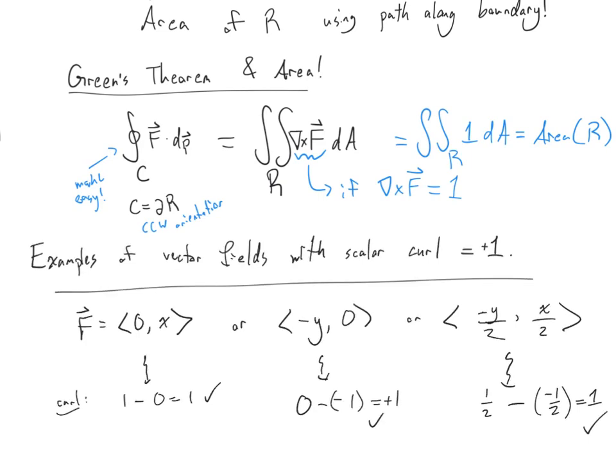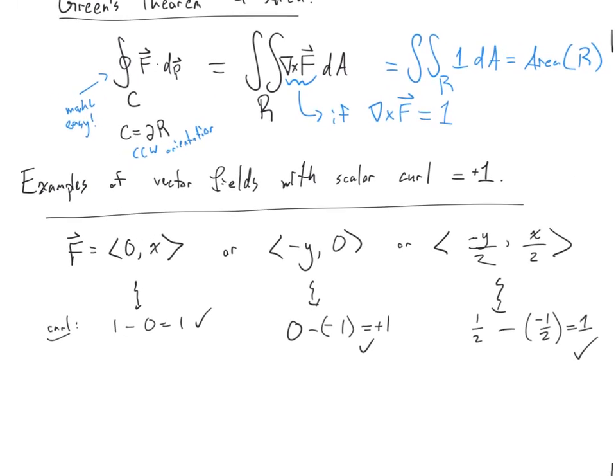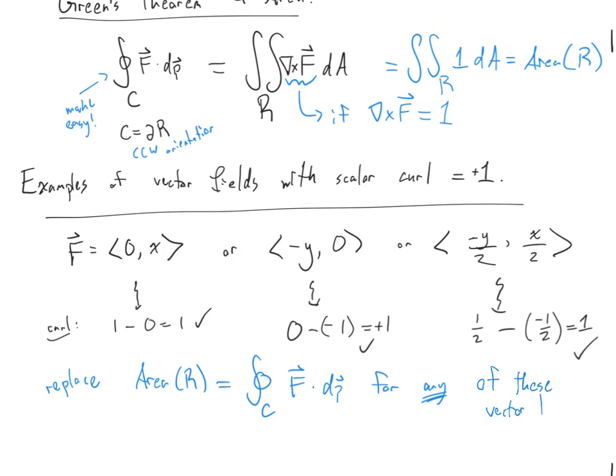So we're good. So what you can do is pick any one of these that works for you, that's easier to compute with, and instead of computing the area, which might be complicated, compute this scalar, pass from the scalar curl side of the picture back to the vector field flow picture and ask what is the flow of this vector field along C. So we're going to replace the area of R with an integral over C of f dot dp for any of these vector fields with curl plus 1.